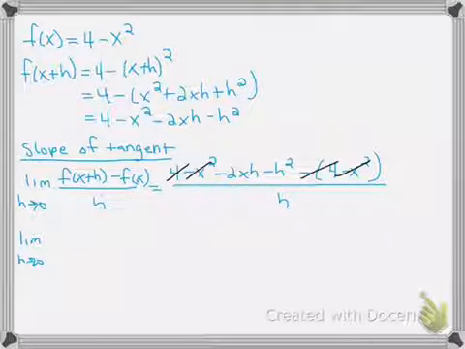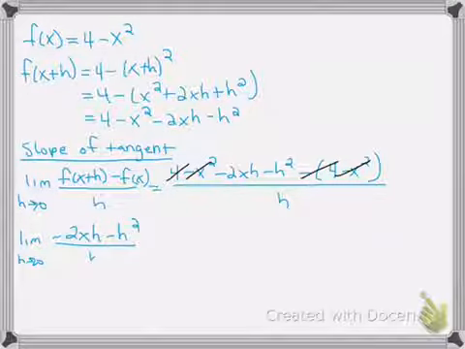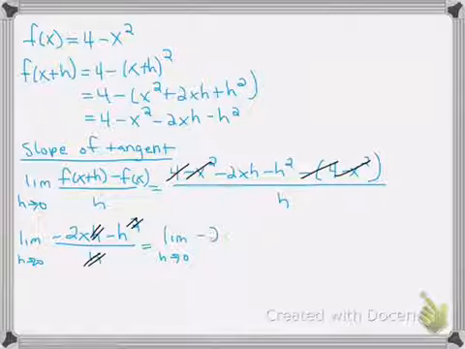I'm getting rid of that stuff, and now my limit as h approaches 0 is negative 2xh minus h squared all over h. Once again, do some more algebra. Simplify, get rid of those h's. Now my limit becomes, as h goes to 0, of negative 2x minus h. But once again, h is approaching 0. It's approaching an extremely small number, which means nothing. So really, minus h means minus 0. I'm left with negative 2x.